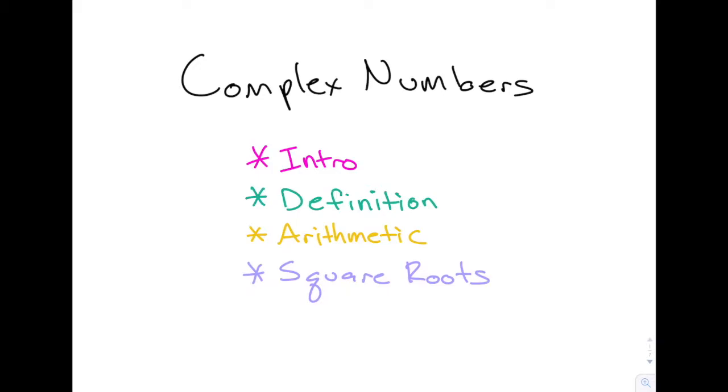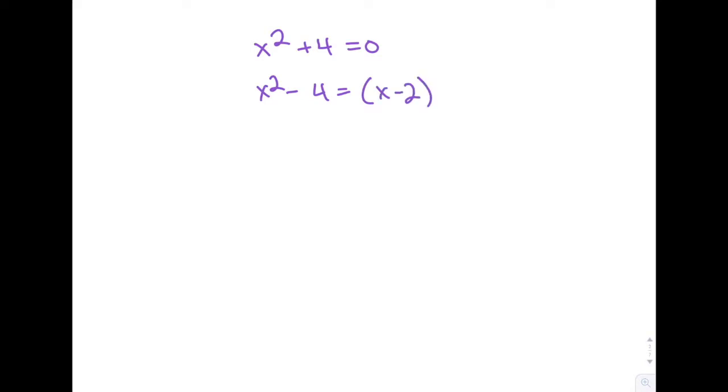So we'll do a quick motivation, we'll go into the definition, some arithmetic with complex numbers, and we'll talk about square roots of complex numbers. If we have the expression x squared plus 4 equals 0, and we want to solve this for x, well, this one we don't really know what to do with. We know that x squared minus 4 is (x minus 2)(x plus 2), right? We know that that's just a difference of squares.